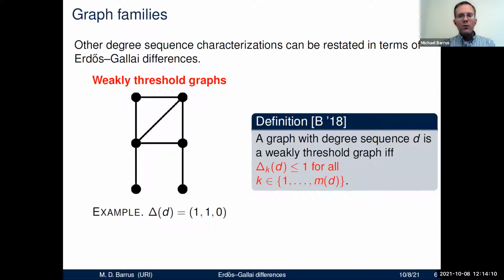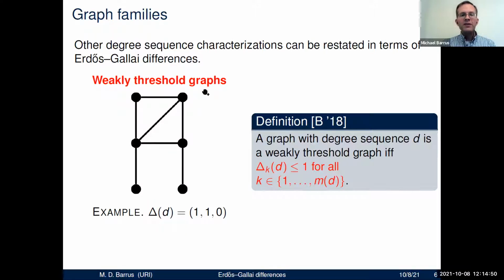All right, well, given what we know about split graphs and threshold graphs, a few years ago, I was starting to think about these Erdős-Gallai differences, and I just wondered, what's the next step? So for the heck of it, I defined a graph to be a weakly threshold graph if its degree sequence had the property that all of the Erdős-Gallai differences were less than or equal to 1 as you ran over the first m(D) of those differences. And so here's an example of what I call a weakly threshold graph. Here's its Erdős-Gallai difference list, and you'll see that every difference is 0 or 1, which was our definition.